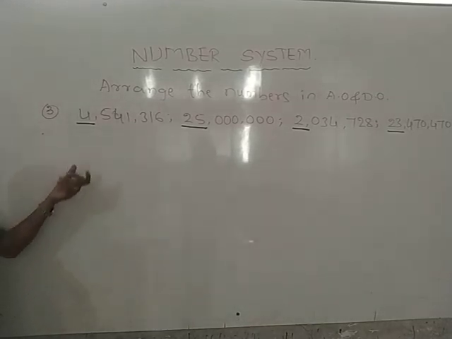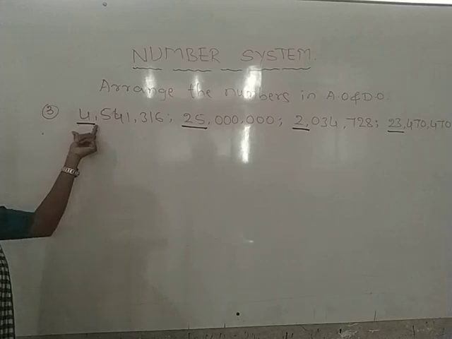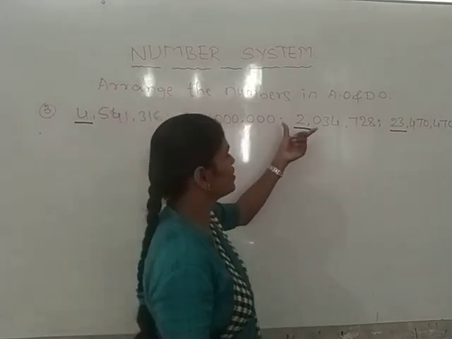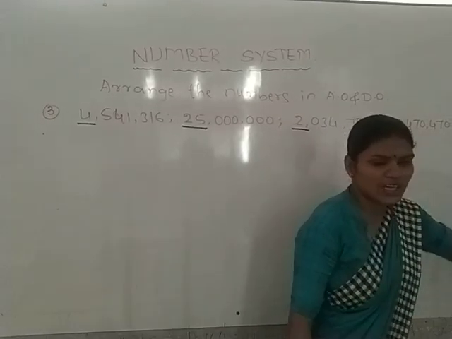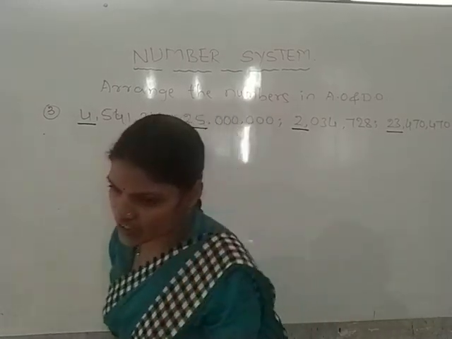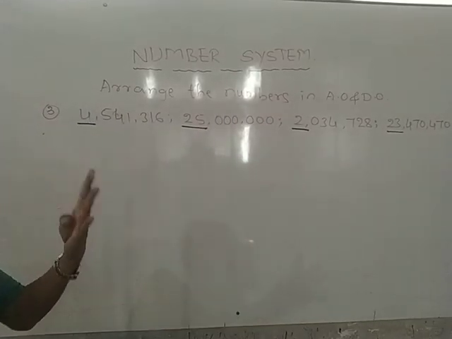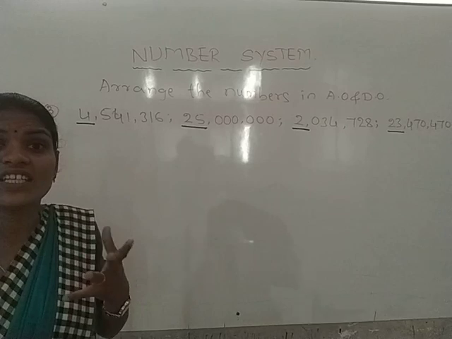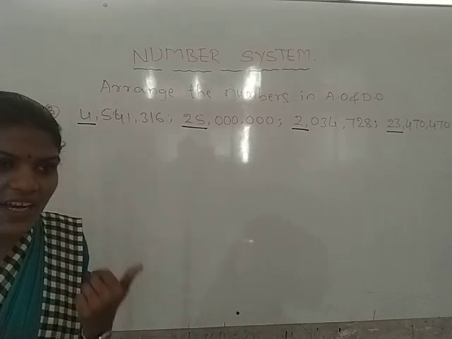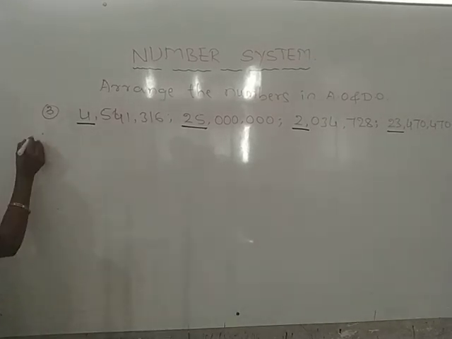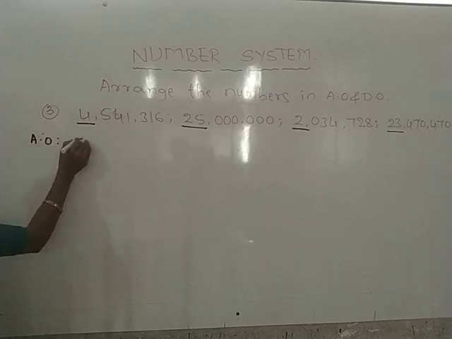So just observe here. Here 4 million, here 25 million, 2 million, 23 million. So out of 25, 23, 4 and 2, which one is the least number? Very good. 2 million is the least number. So ascending order.